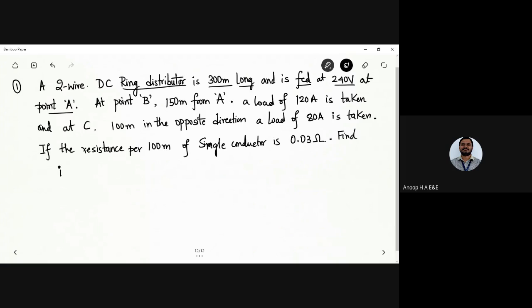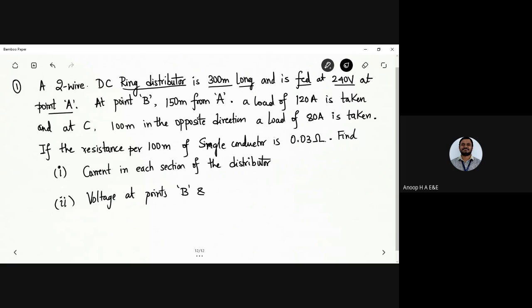Find, first, the current in each section of the distributor. Second, the voltage at points B and C. Okay, so this is the problem we are going to do right now, and you should be in a position to identify how it is.